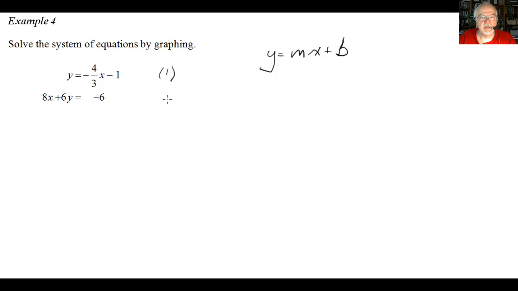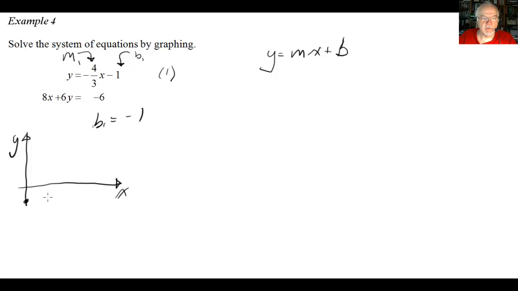All right, so let's look at equation 1. Oh my goodness, equation 1 is already in slope-intercept form, where m1, since it's slope 1, is minus 4/3, and b1 is minus 1. So without any further ado, I can plot a sketch of it. Here's my x-axis, here's my y-axis, and somewhere down here is b1 equals minus 1. So this point is going to be (0, -1), and my slope, m1, is going to equal minus 4/3.